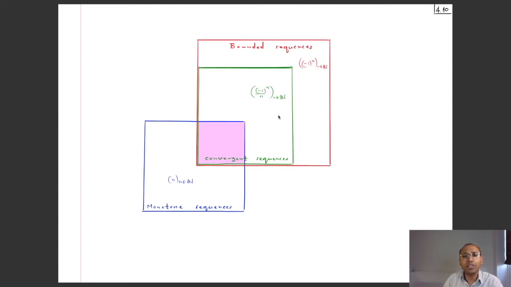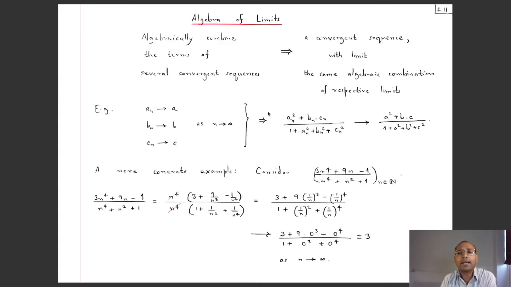And we have also seen that not every convergent sequence has got to be monotone. We had given this example, minus 1 to the power n divided by n, a sequence which converges to 0, but is not monotone. And the next topic that we are going to look at is the algebra of limits.